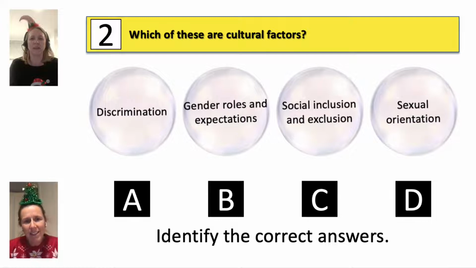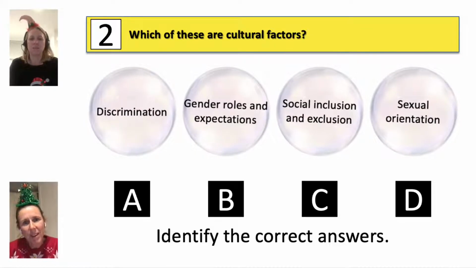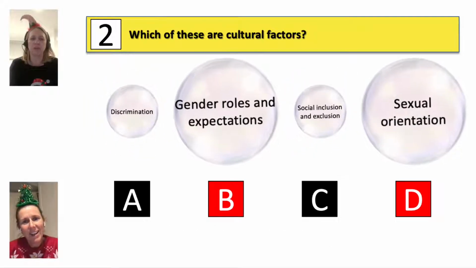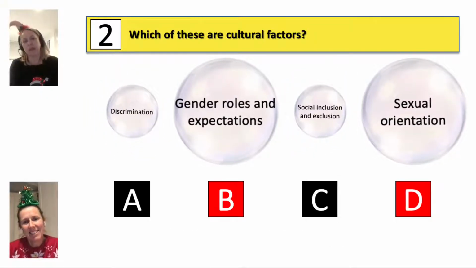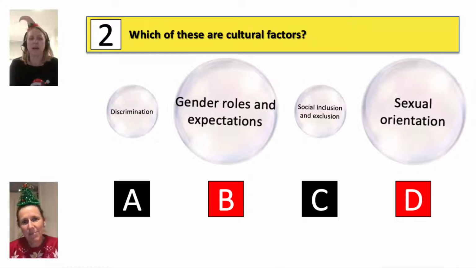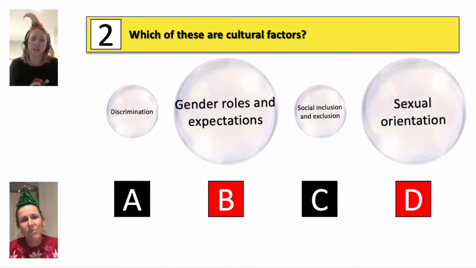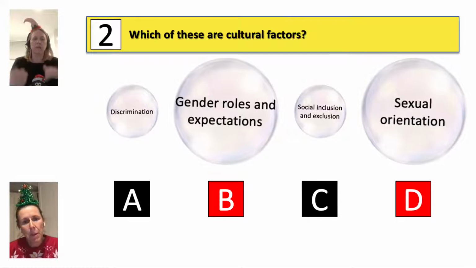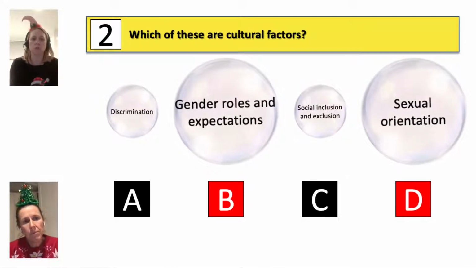Yes, I'm really liking that one. Should we have a look at the answer? In the chat we had B, so that's great. Also, sexual orientation is a cultural factor. Be really clear when you're doing your revision about what's social and what's cultural. Make sure you're really clear about the difference between those.